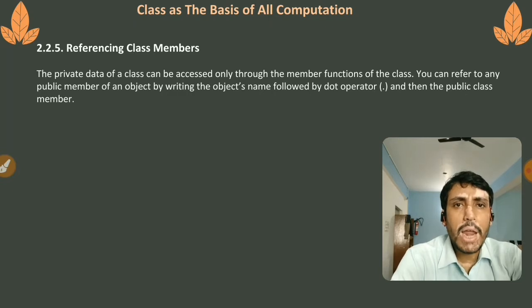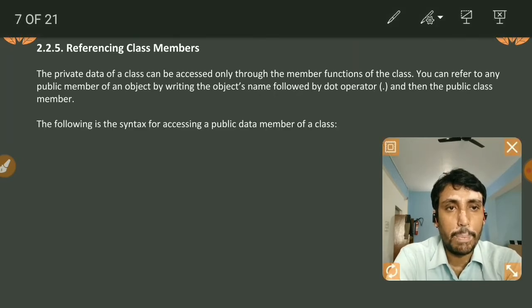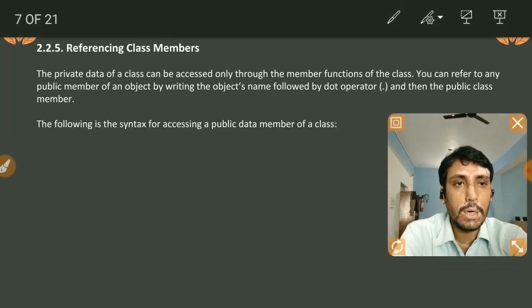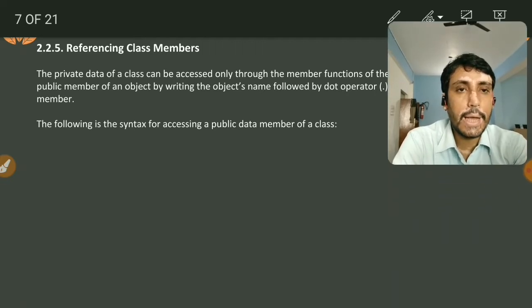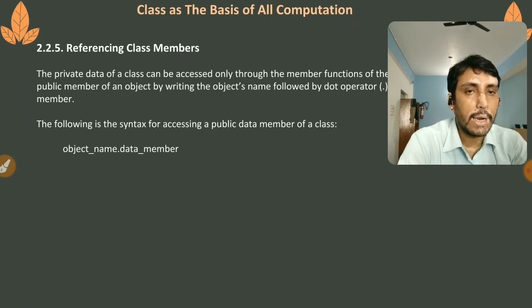You can refer to any public member of an object by writing the object's name followed by the dot operator. The dot operator can be used if you want to access any public class member. So let's look at the syntax for accessing a public data member of a class: object name dot data member.